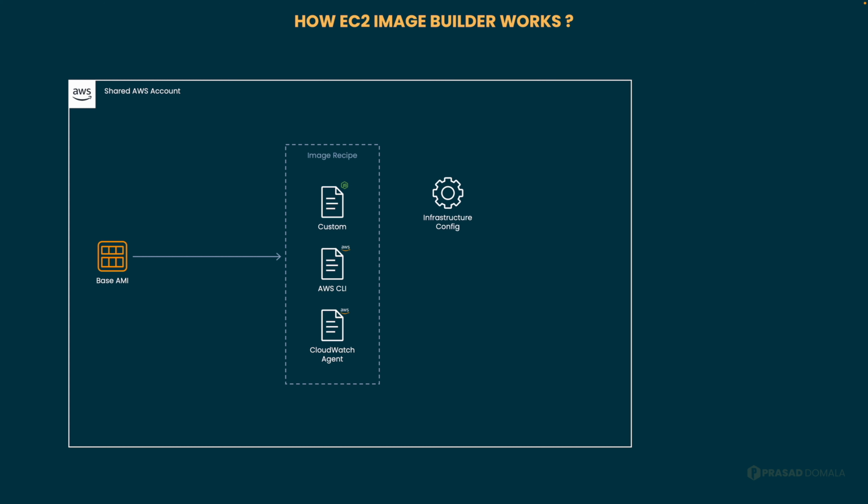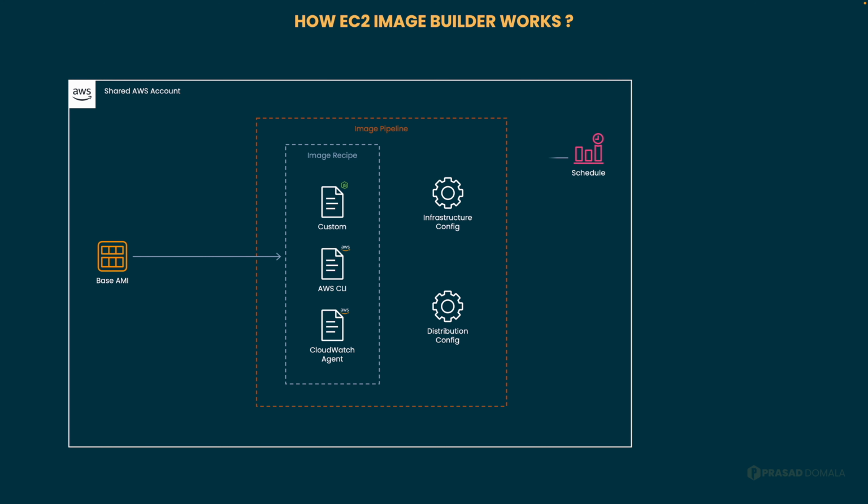And this config includes VPC, subnet, security group, instance profile, tags, and so on. Next, we have distribution config, and this defines how we want to distribute our AMI once it's built successfully. And this can be regions, accounts, organization IDs, ASG, launch templates, and so on. And all these resources, that is components, recipe, infrastructure, and distribution configurations, form what is called an image pipeline.